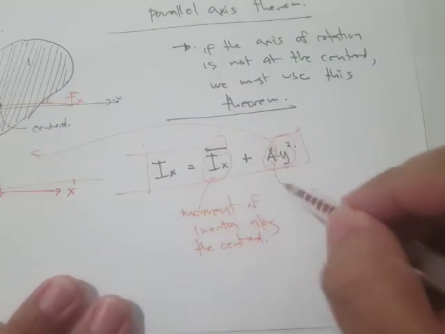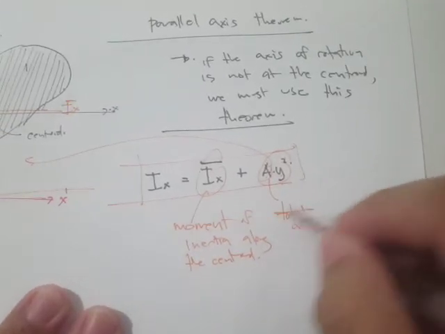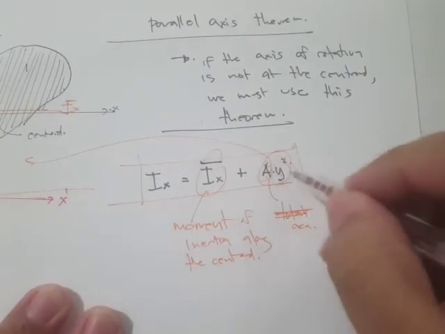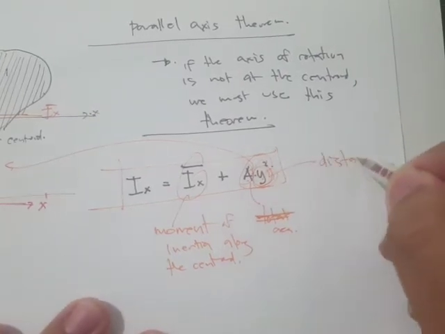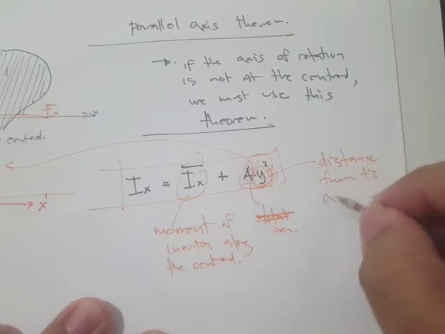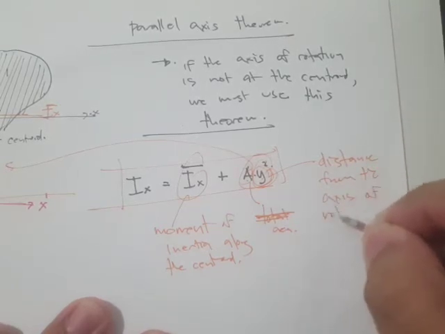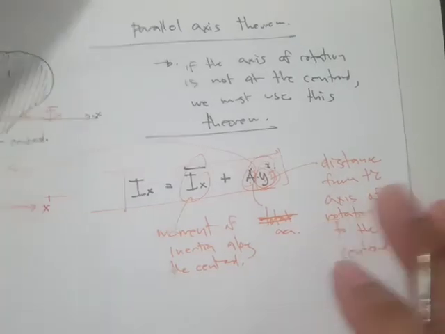So right here, let's write: this is the total area, or simply the area, and the y is the distance from the axis of rotation to the centroid. All right.